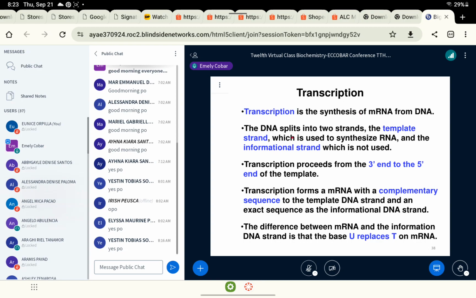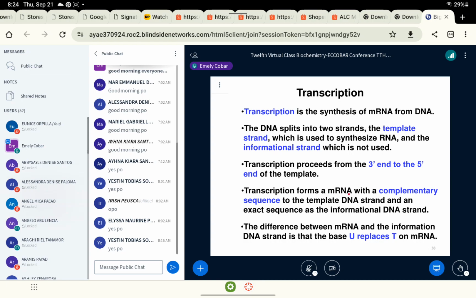So again, the DNA splits into two strands. The template strand. Pag sinabing template, yun ang gagamitin para matranscribe yung mRNA, masynthesize yung mRNA. The other strand, kasi double strand ang DNA, di ba? The other strand is called informational strand, which is not used. Okay? So, again, the transcription proceeds from 3' end to the 5' end of the template strand.